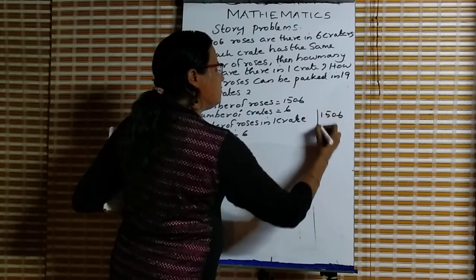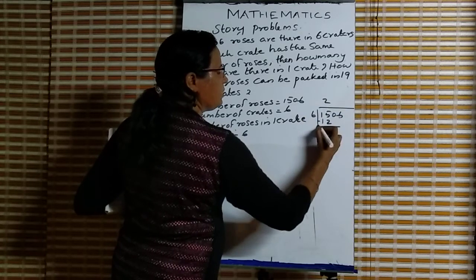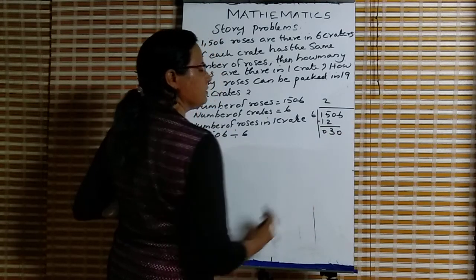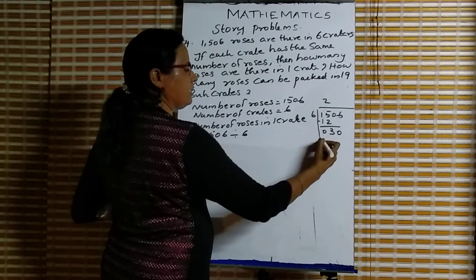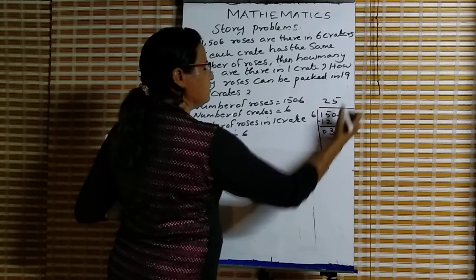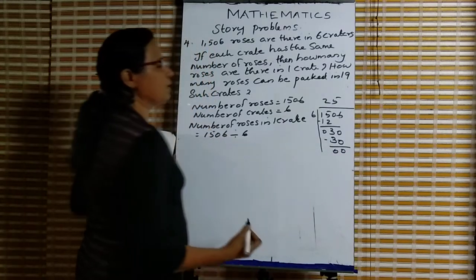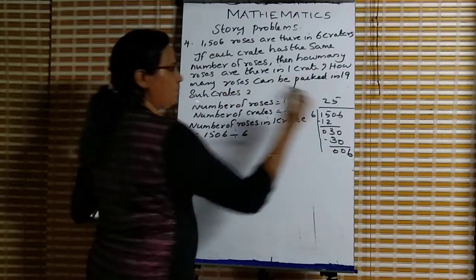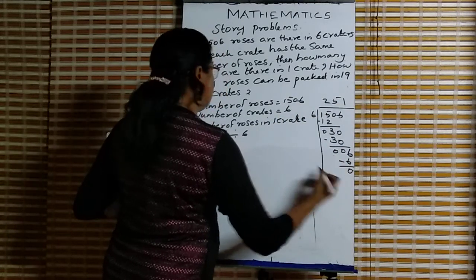1506 division 6. 2 6s are 12. 15 minus 12, 5 minus 2, 3. 1 minus 1. Next number 1 minus 1, 0. Next number 0, 30. How many 6? 5 6s are 30. 30 minus 30, 0. Next number 6. How many 6 are in 6? 1. 1 into 6, 6. 6 minus 6 is equal to 0.